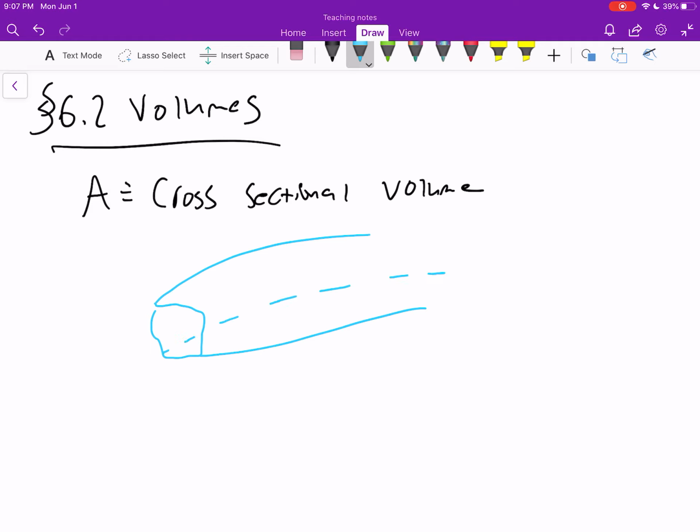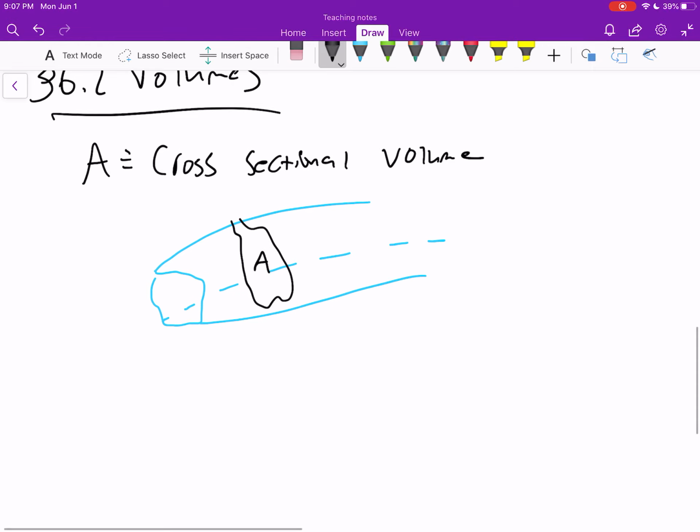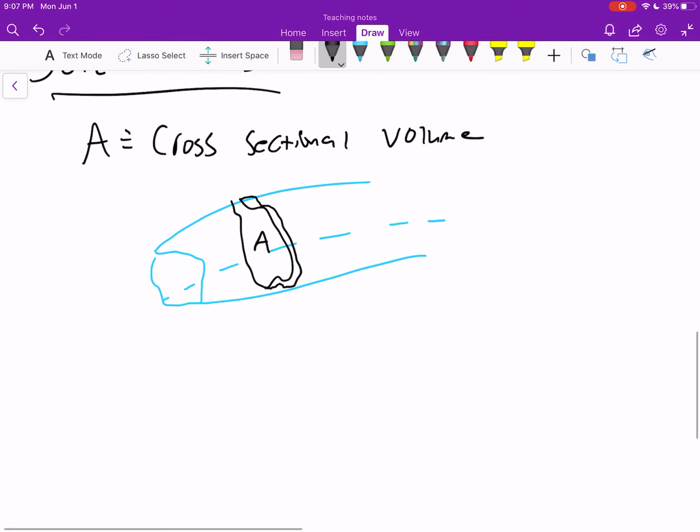I have some sort of solid, and I can take a cross section in here, and I get some sort of cross-sectional area. The idea is, if I find the volume, this tiny volume associated with this cross section, I can add up all those tiny volumes, I add up a bunch of small quantities. That's called an integral. And so that gives me that the volume is the integral of the cross section, d whatever.